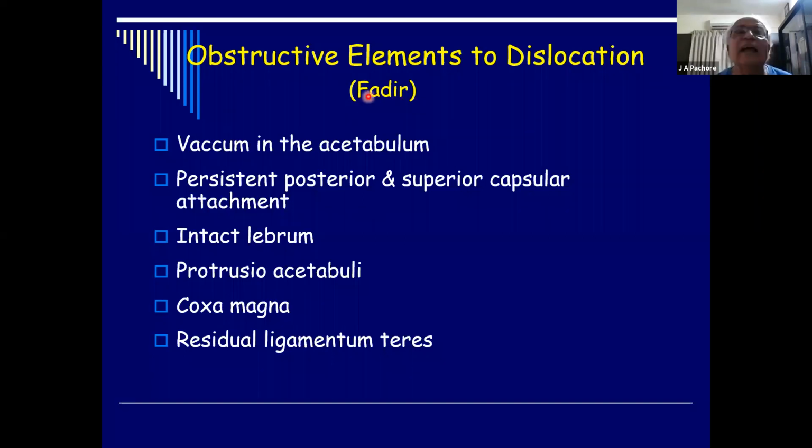Sometimes you are not able to dislocate with flexion, adduction, internal rotation. This is called FADR. Why? There is sometimes a vacuum in the acetabulum, which is not allowing it. Sometimes there is persistent posterior and superior capsule, and you are still not releasing the capsule well. So once you are not able to dislocate, don't try to push. You will get a fracture of the shaft.